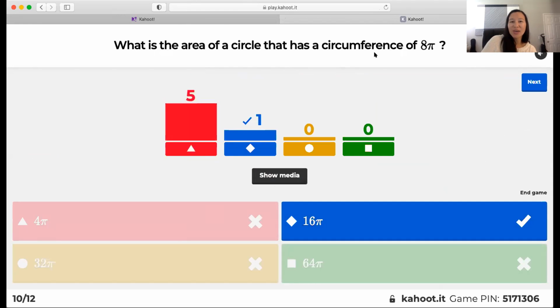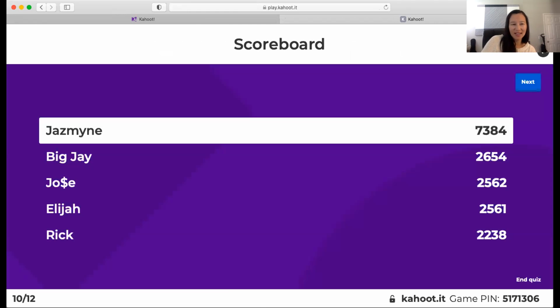Let's see. So if the circumference is 8 pi, then that means our radius is half of that. So it'd be 4. And then we have to square that, which is 16 pi. Another tough one. Good job, Rick. Got that one. Good.